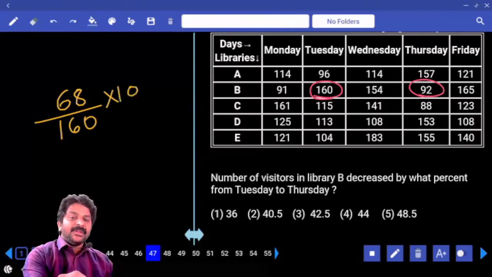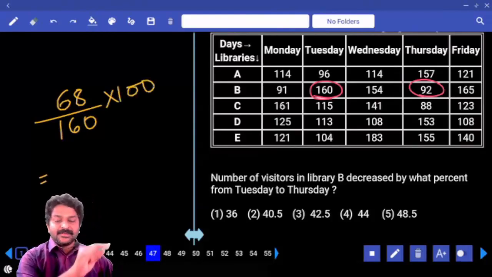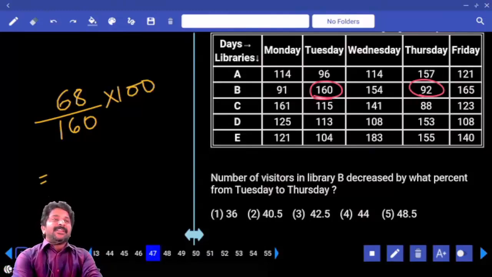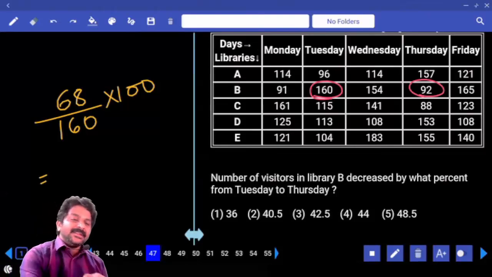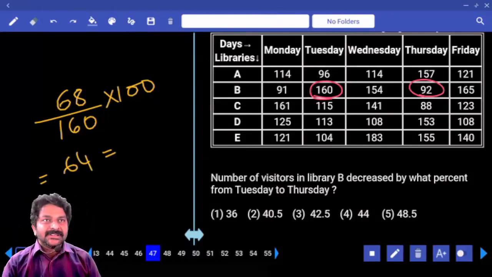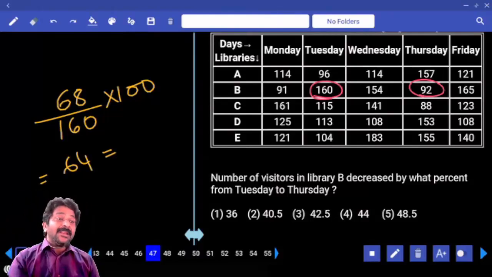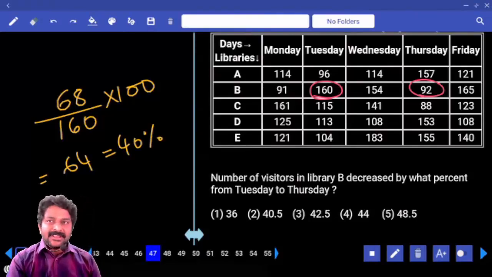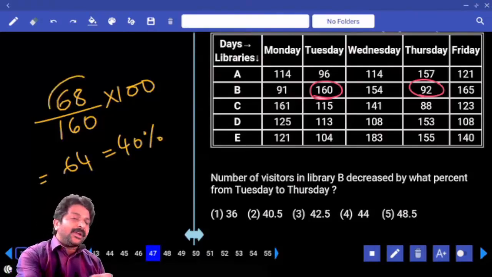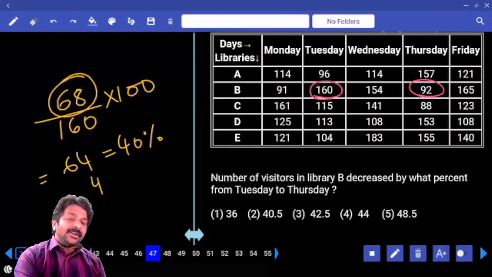Percentage. Right. So now, what is 10% of the denominator? 16. Double. Again double, 64. 10% doubled means what percent? 20%. Again double. That means 64 is equal to 40% only. To that, how much do you need to add to get the numerator? You need to add 4.